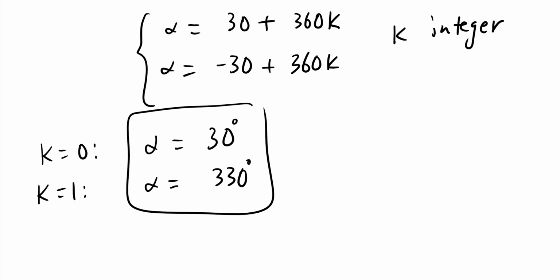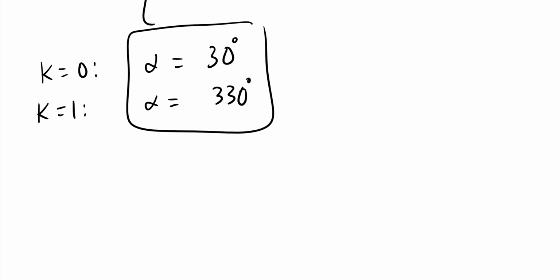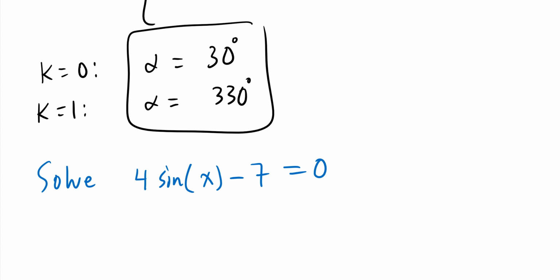Let's look at an example like this. Solve sine x minus 7 equals 0 if x is from 0 to 360 degrees. So the answers are going to be in degrees.